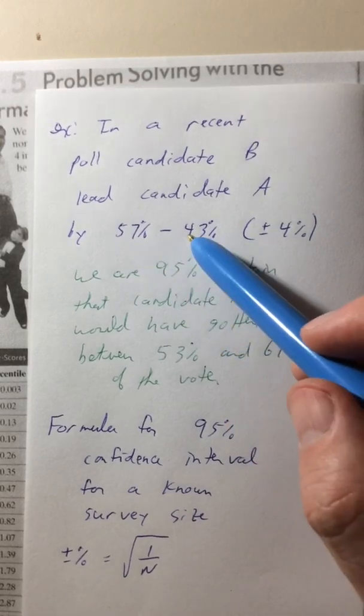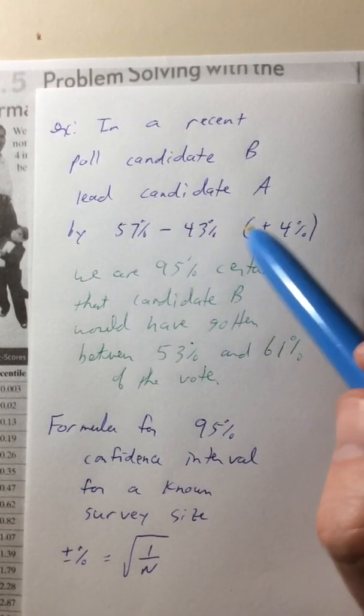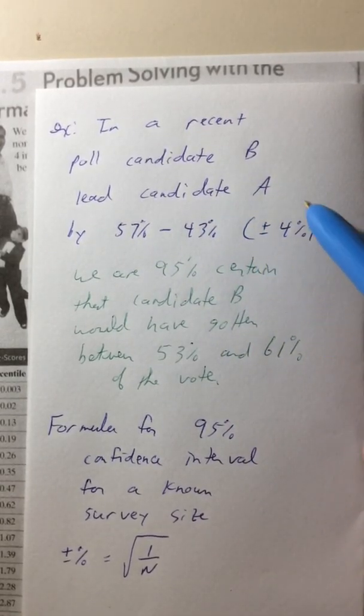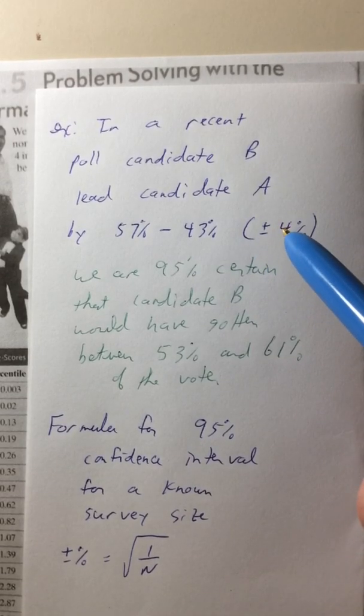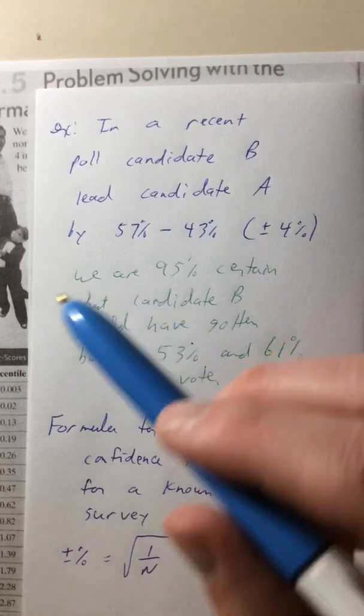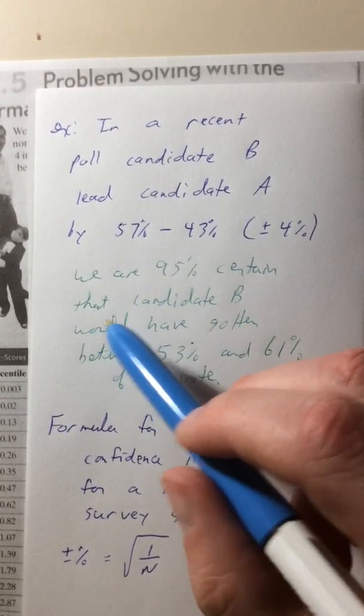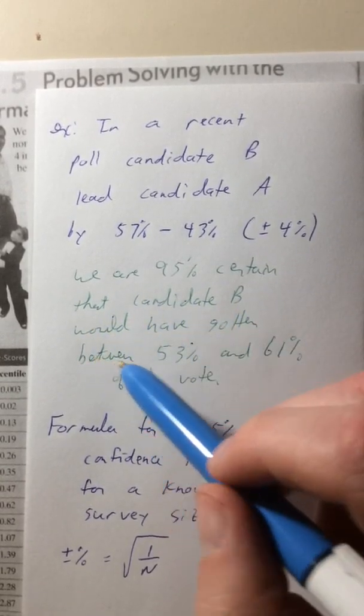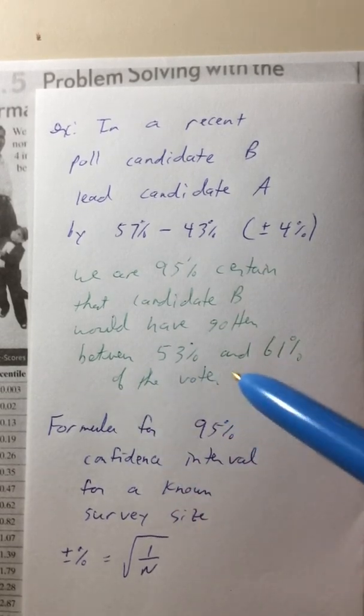Unlike if it said 51-49, it's too close to call. Because if you add and subtract 4% from each of those numbers, they switch. And that leaves some uncertainty here. But we are 95% certain that candidate B would have gotten between 53% and 61% of the vote.